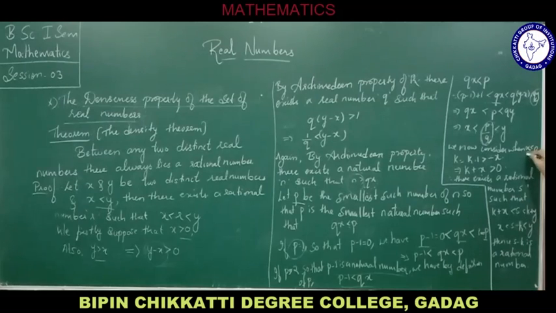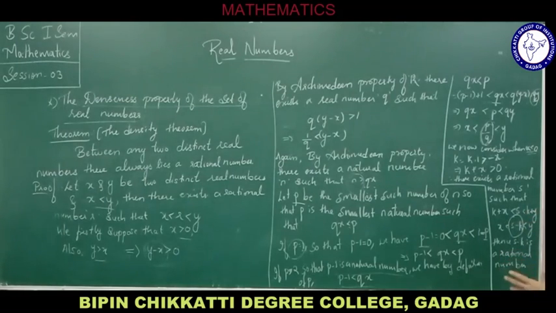What happens if x is less than or equal to 0? We said again by the Archimedean property of R, there exists a number k, in such a way that k into 1 is greater than minus x. Why have we considered minus x? Because here x is less than or equal to 0. So k plus x will be greater than 0. Then there exists a rational number s. How? k plus x is less than s, and s is less than k plus y. Then what we got? We got s minus k, which is again a rational number.